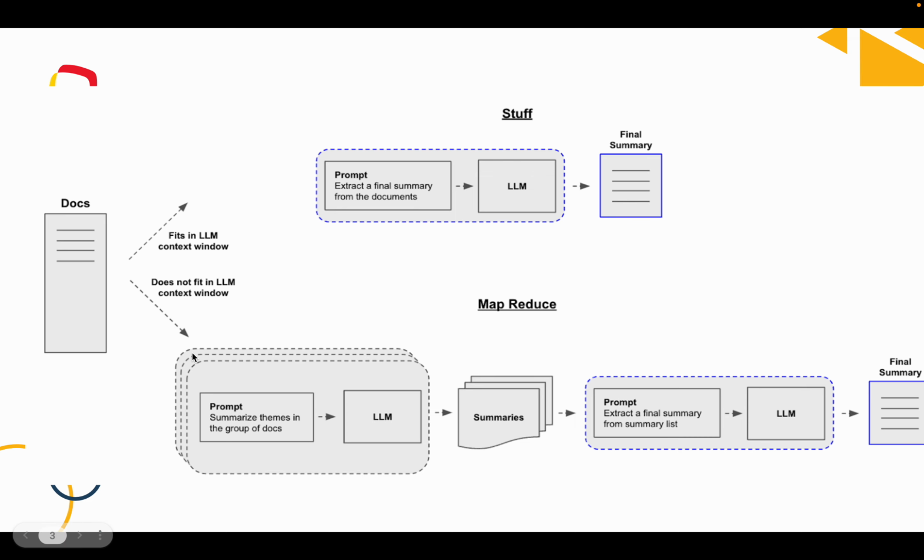And when we talk about MapReduce, the document does not fit. There are cases where the document will not fit the context window, the context size. In that case, we split it. We can see some kind of overlay here. We split the document and summarize the pieces. Then from all the chunk summaries, we create the final summary. That is how MapReduce works.